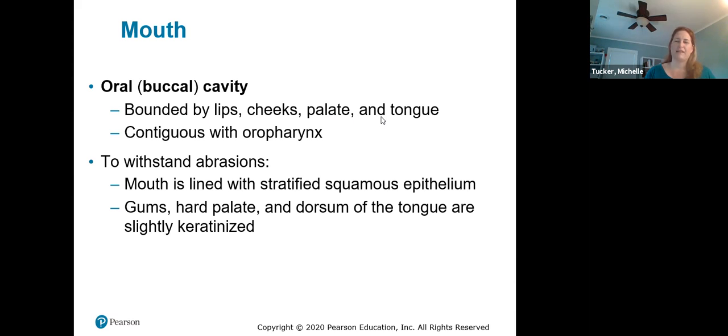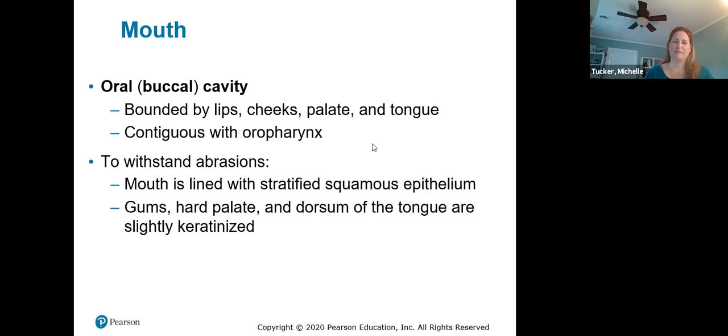So the pharynx has 3 sections. It has the nasopharynx, the oropharynx, and the laryngopharynx. The nasopharynx is not considered part of the digestive system because food should not be going up there. The soft palate's purpose is to prevent that from happening.